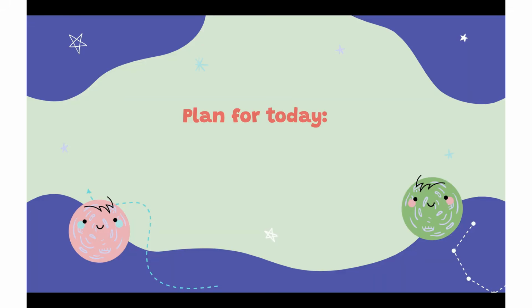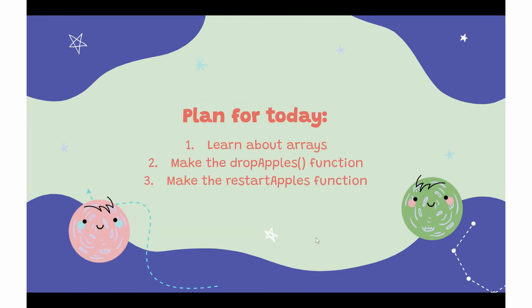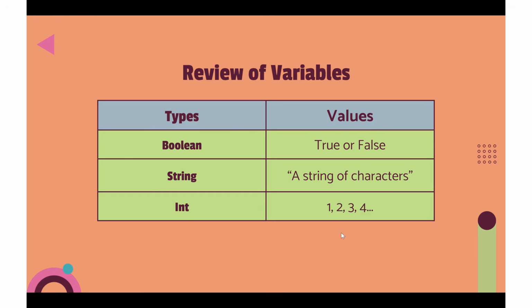All right, we're going to continue working on our apple catcher project. So today we're going to learn about arrays. We're going to make a new drop apples function, and then we're going to make a restart apples function. All right, let's get started. So let's just review the variables that we know right now. So we have Boolean, a string, and an integer or int. We're going to learn about a new type of variable.